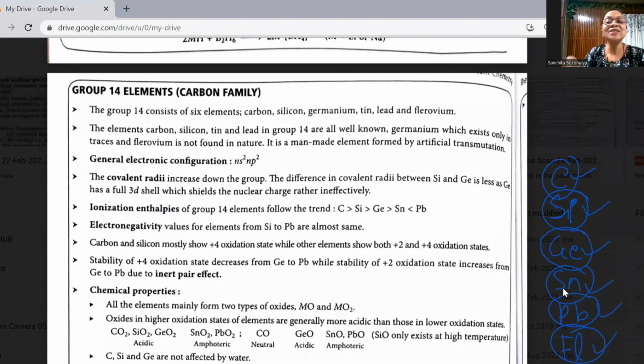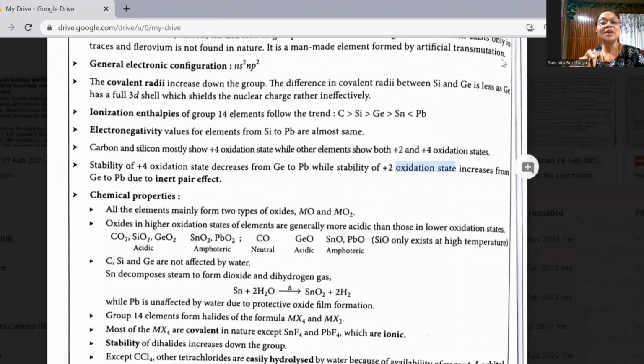And let us go on. The general electronic configuration will be ns2 np2. The covalent radii will definitely increase down the group, but the difference in covalent radii between silicon and germanium is less, as once again germanium has a fulfilled 3d shell which shields the nuclear charge effectively, and if it shields the nuclear charge effectively, then the radius would squeeze down.